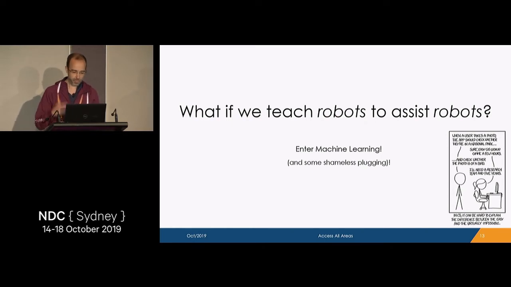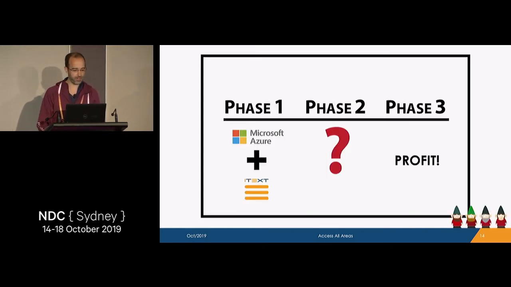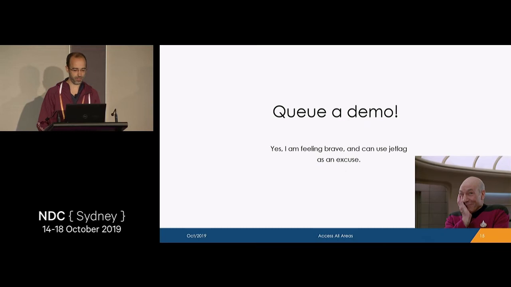So enter machine learning and some shameless plugging. Phase 1, we're going to use Azure services, specifically Vision and Translate, and iText. Phase 2, who knows? Phase 3, profit. Yes, it will absolutely work. It will be a live demo, which always works out perfectly, right? The demo will involve REST requests to a service that I've subscribed to a trial, and I've received an email saying that the trial is about to expire. So all good things.